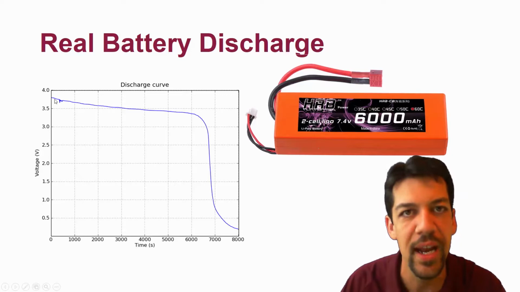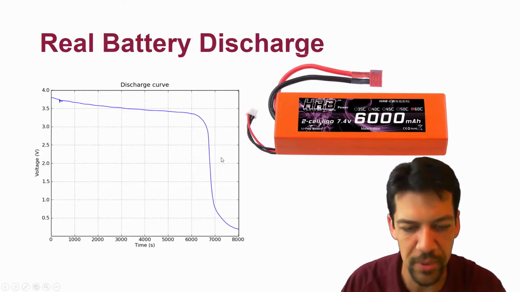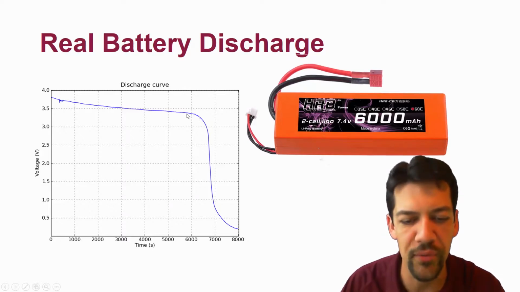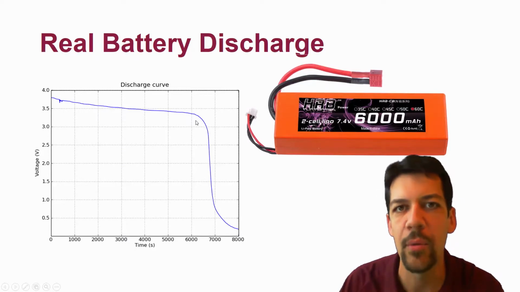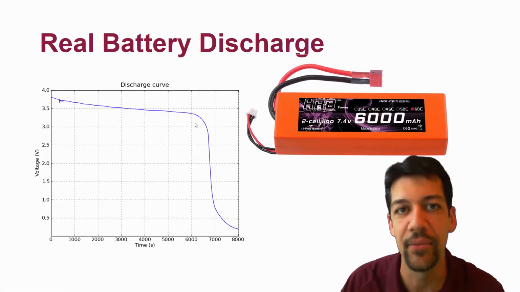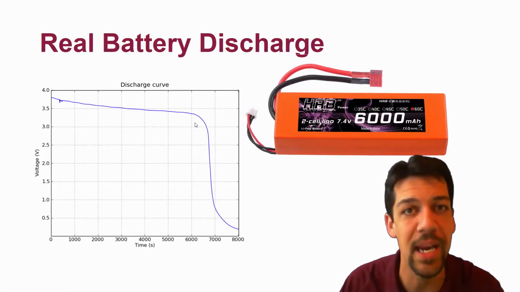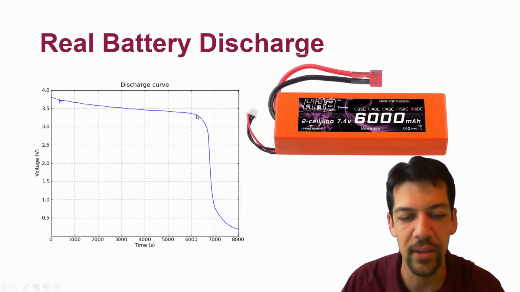As we put a load on our battery, the voltage decreases until it drops off precipitously. And if we start dropping too far past this little elbow here, then we run the risk of damaging the battery. Lithium polymer batteries in particular, if they are discharged too low, we're not able to recharge them safely. So we should never go past this little thing.